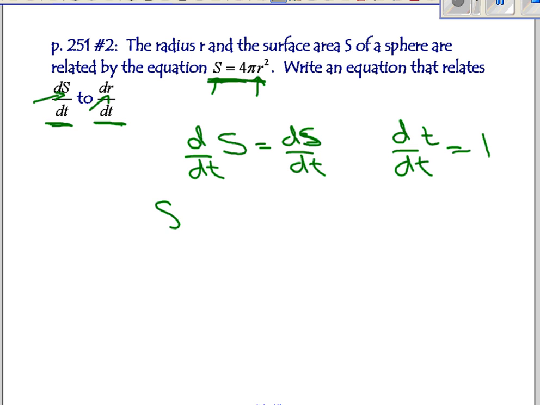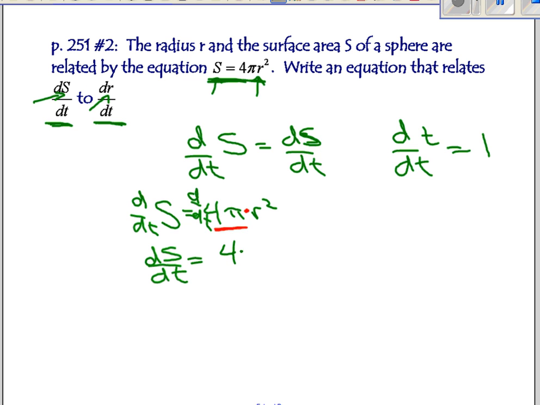So our surface area is 4 pi r squared. We'll take the derivative with respect to time. We're taking it to both sides. And on the left side I get dS/dt. Those are different letters. That's the surface area, that's time. So it's just dS/dt. And on the right side, I've got my 4 and my pi. Those are constants connected with multiplication, so they factor through. I've got my 4 pi.